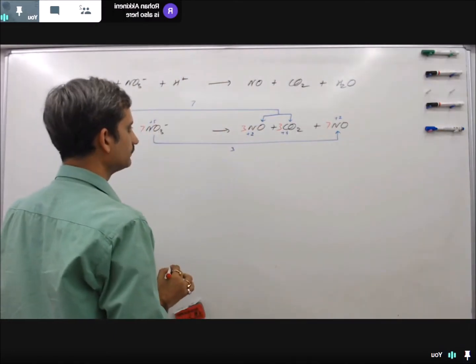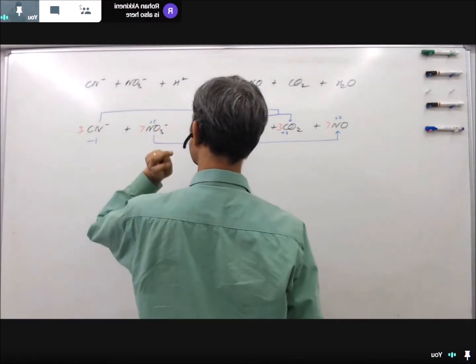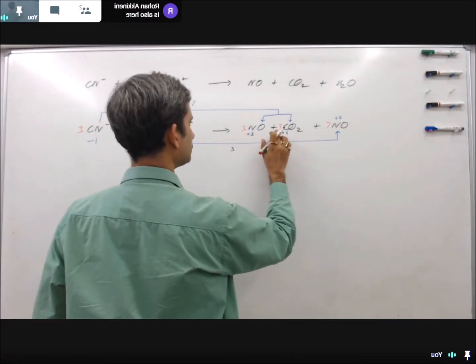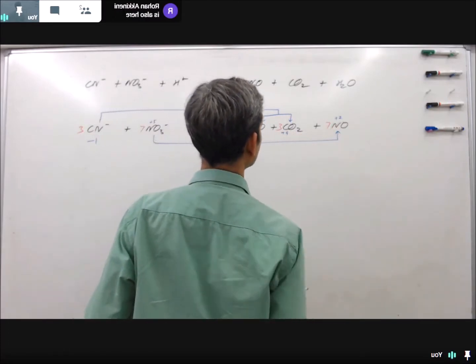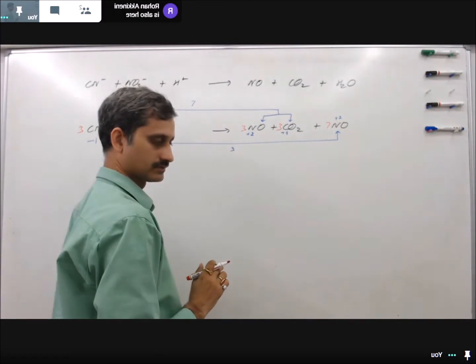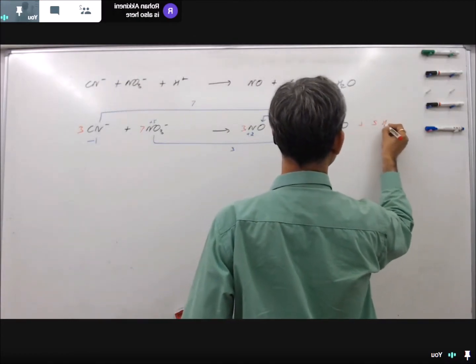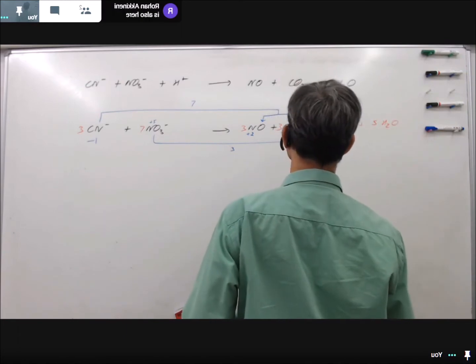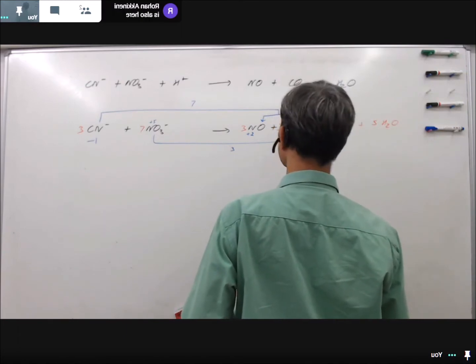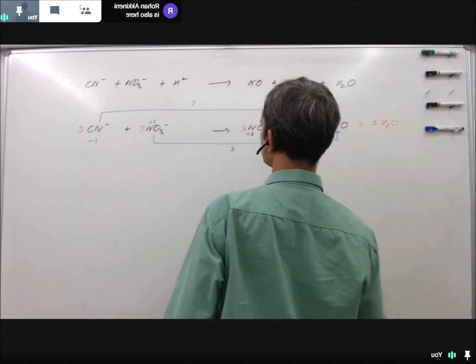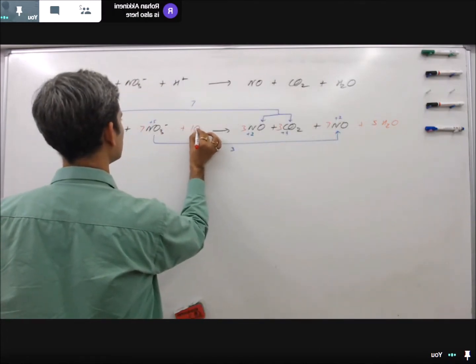Now on the left hand side we have 21 oxygen. On the right hand side we have 3 plus 6, 9, 9 plus 7, 16 oxygen. So here we are going to have 5 H2O, and here we have 10 H plus.